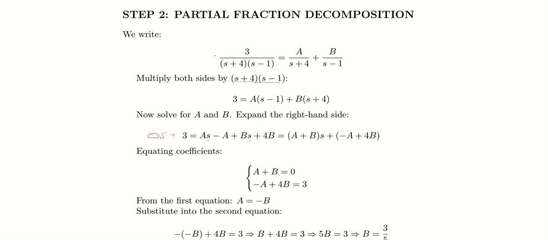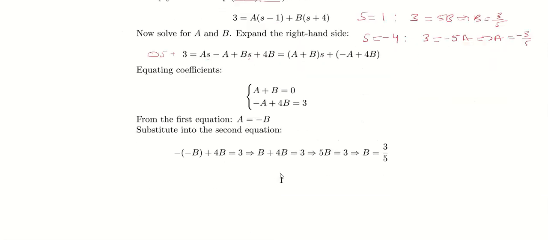The other way to do it is to plug in values. So you plug in s equals 1 to get that 3 is equal to 5B. So B is 3 over 5. And you can plug in s equals negative 4 to get 3 is equal to negative 5A, which means A is negative 3/5. So either way, you get the same answer.